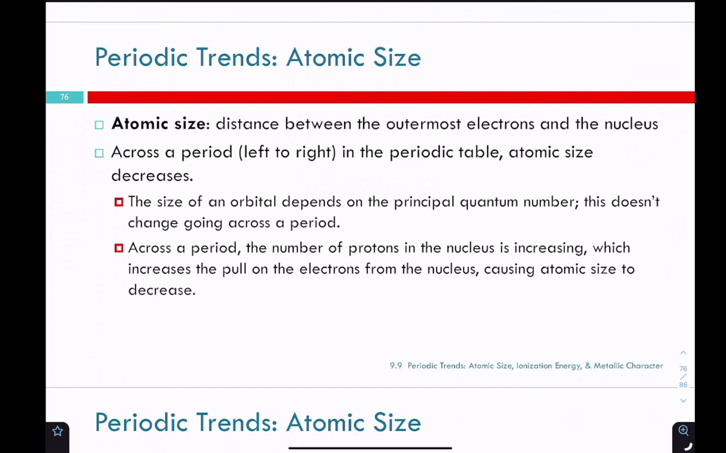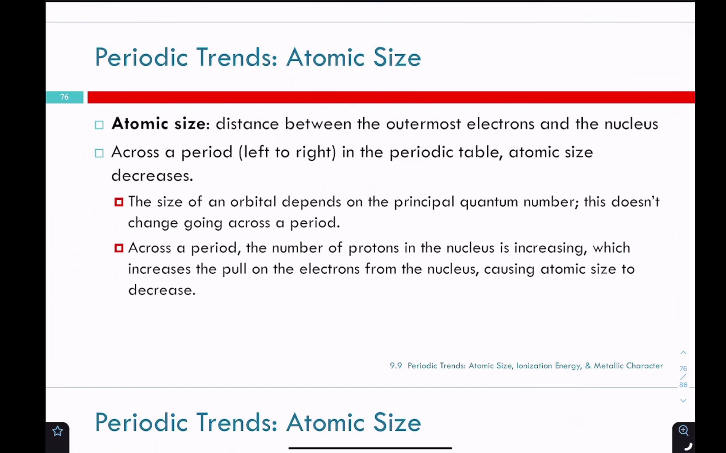So one of those is atomic size. So the atomic size is the distance from the nucleus. Well, actually, it's the distance between the outermost electrons and the nucleus. And so going from the center to the edge of the last orbital, the farthest away orbital. So as you move across a period, so that's each row is called a period, so we're moving left to right, the atomic size actually decreases.